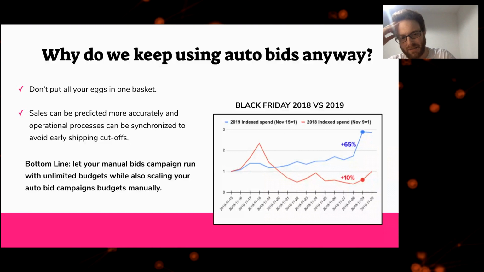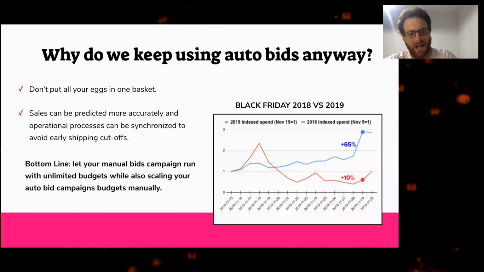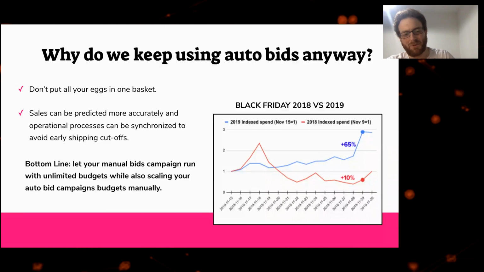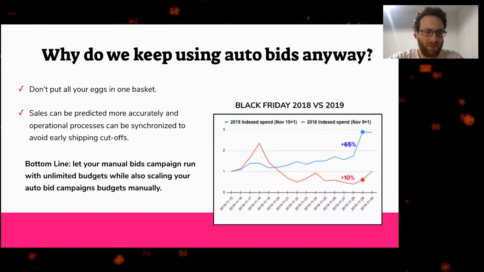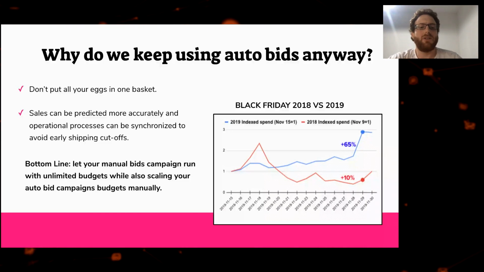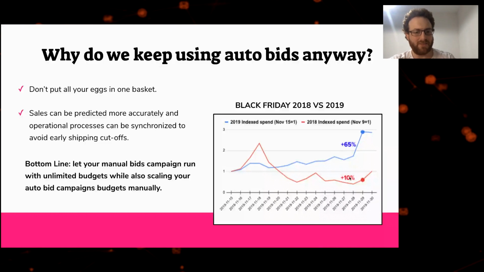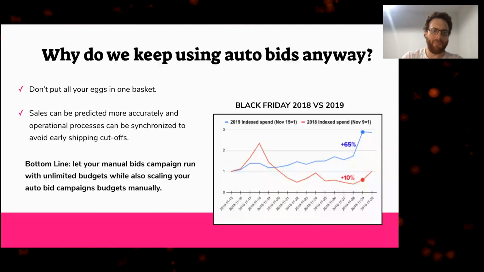So bottom line here, have a manual bid campaign with super high budgets. When I say super high, it's to the point you get scared. I get scared easily. Let them run with very high budgets, while you also scale your auto bid campaigns on the side as a backup and to have some predictability in your sales numbers.